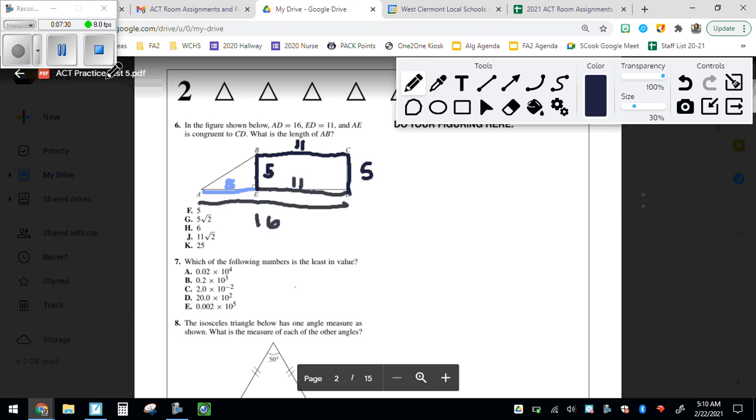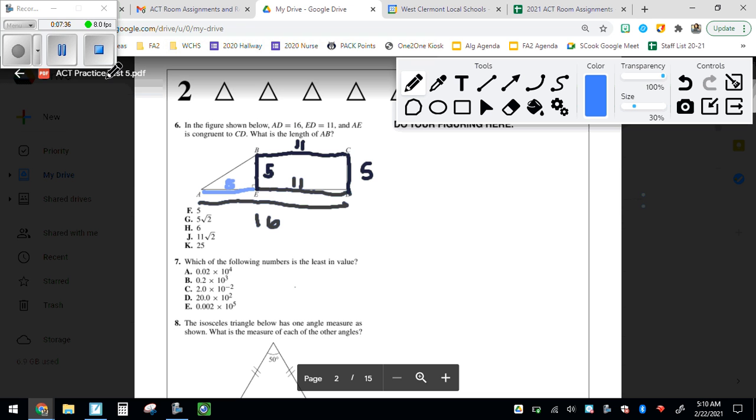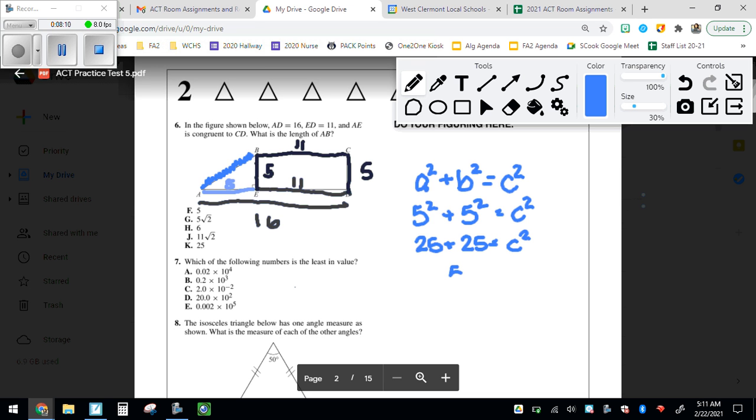It says, what is the length of AB? Well, AB is right here. And I see that it's on a triangle, a right triangle. That means I can use PFAG. So PFAG is A squared plus B squared equals C squared. And remember, that's one of the ones you got to have just memorized. All right, well, A and B are both 5. So that's 5 squared plus 5 squared equals C squared. 5 squared is 25, so this is 25 plus 25 equals C squared. Makes 50.